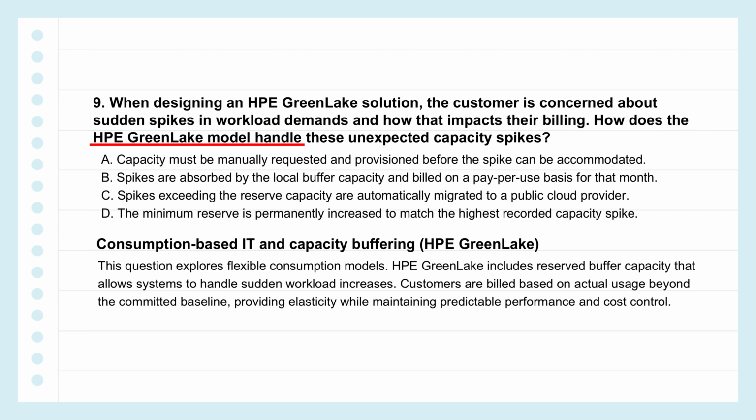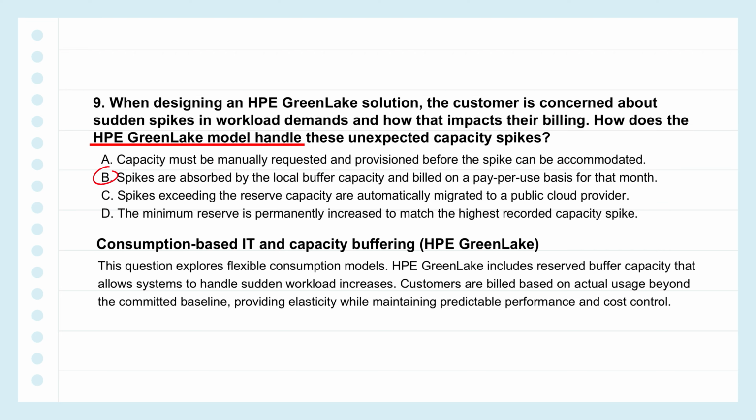The correct answer here is option B. Spikes are absorbed by the local buffer capacity and billed on a pay-per-use basis. Okay. If we connect this to the bigger picture to really grasp the GreenLake model, you have to realize HPE installs more physical hardware in your data center than you currently need. You commit to a minimum baseline of usage, but there is always a physical buffer of unlit servers and storage sitting right there in your racks.